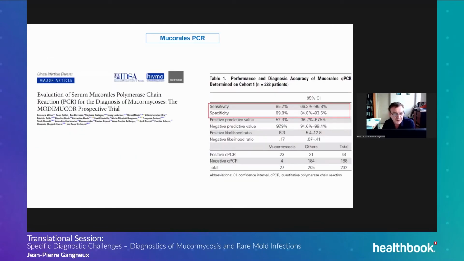And finally, the end of the story is here in this paper with a wide national prospective trial in which the performance of Mucorales PCR was reported with a sensitivity of 85% and a specificity of 89%. However, we have to be cautious because there is no ideal tool. And here you can see that they obtained a positive qPCR in 21 patients that were not infected with Mucorales. And in case of mucormycosis, 4 negative qPCR were observed.